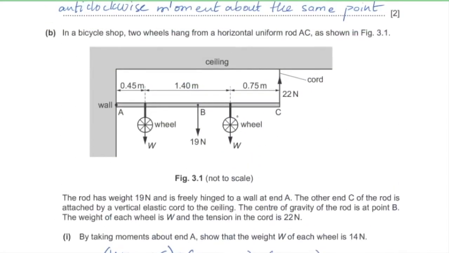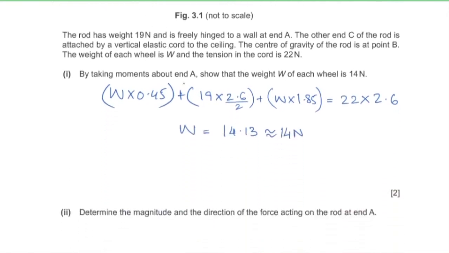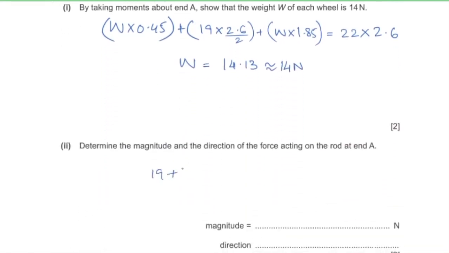So you see that since the bar is in equilibrium, its total upward forces should be equal to its total downward forces. The total downward forces are 19 newtons and the 2 W's, while the upward force is only 22 newtons. So I'll suppose that this one acts upwards. So 19 plus 14 plus 14 should be equal to 22 plus the force at end A, and this is how you get the magnitude of the force at A as 25.26 newtons, and this is going to act vertically upwards.